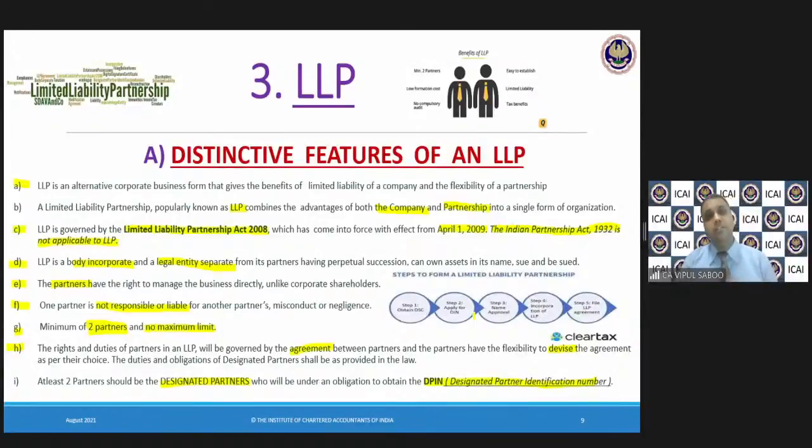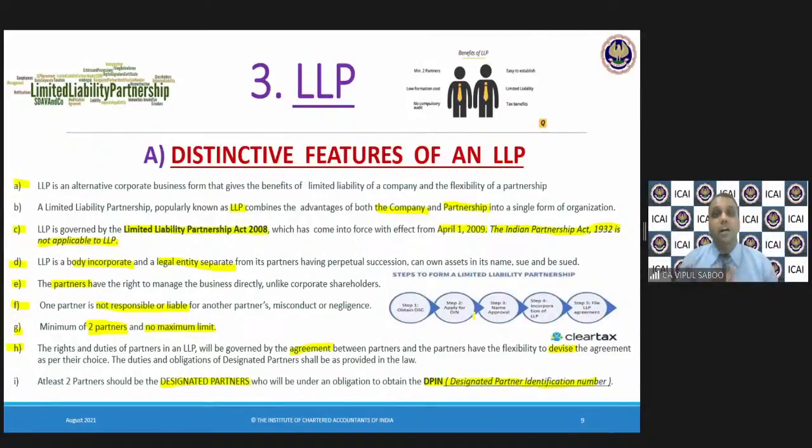For example, suppose Vipul is the director in a company. He is already having DIN with him, Director Identification Number. It is an identification number which is issued by MCA, Ministry of Corporate Affairs, right? If you belong to the same family and you have got a tag, they'll not give you another tag. If Vipul is a director in a company and now he's also forming an LLP for some other business, he need not apply for DPIN because he is already having DIN. What are DPIN and DIN?